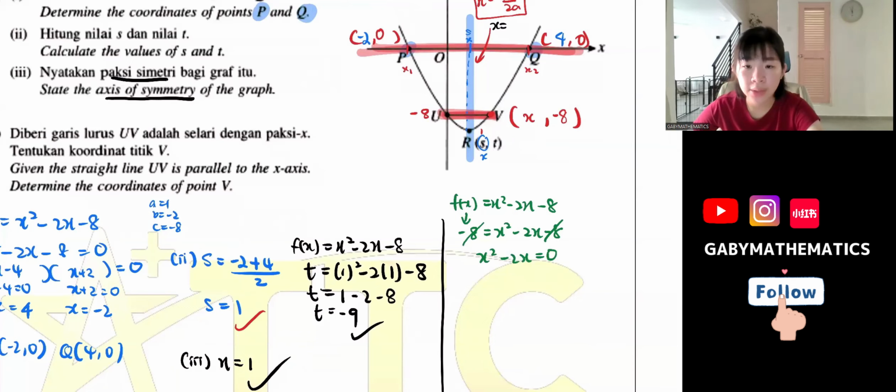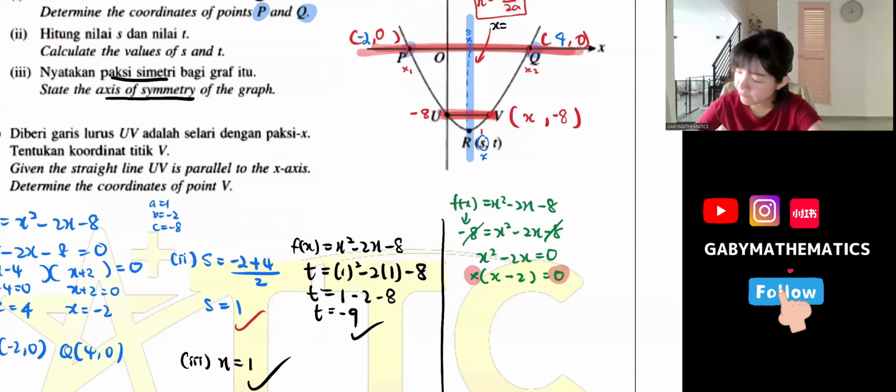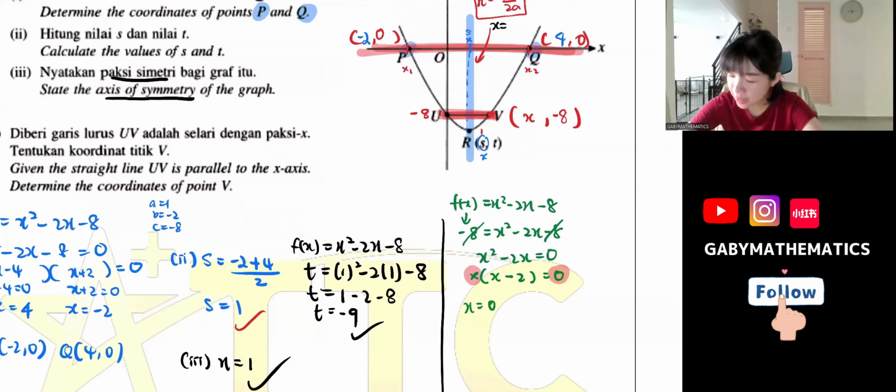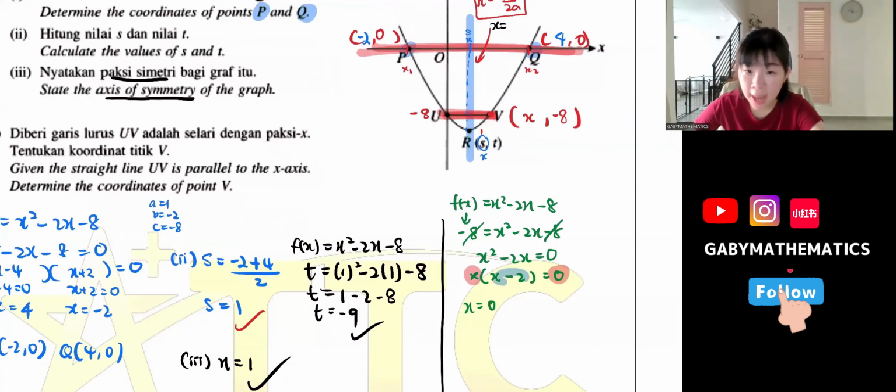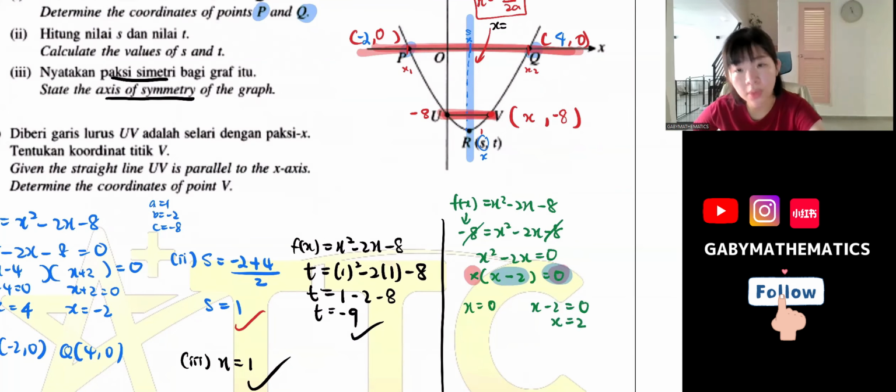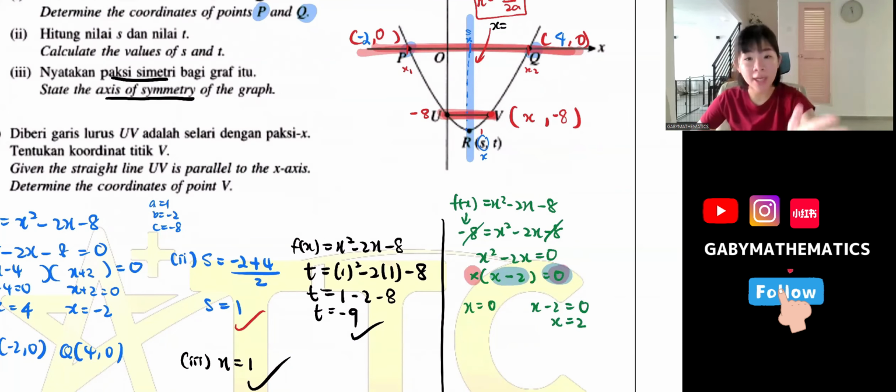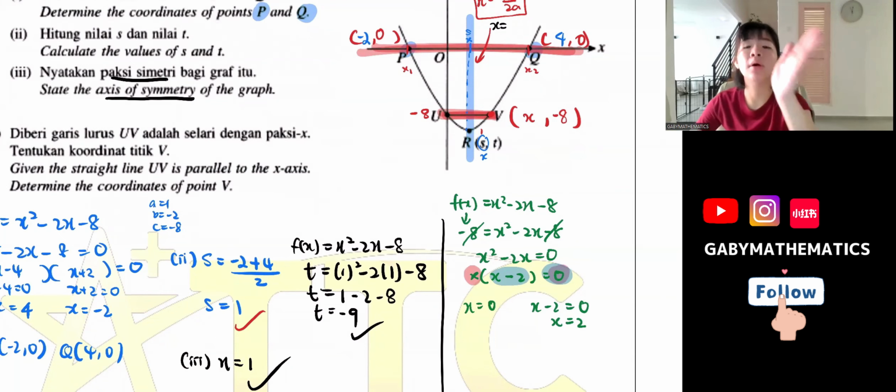So x squared minus 2x, we can factorize manually. You take out the x, so that we get x times (x minus 2) equals 0. Now here, x equals 0. So we get two answers. First, x is 0. Then the second, x minus 2 equals 0 also. So you write it out: x minus 2 equals 0. So finally, x equals 2. Okay, we have two answers. When y is negative 8, x is 0, and also 2.